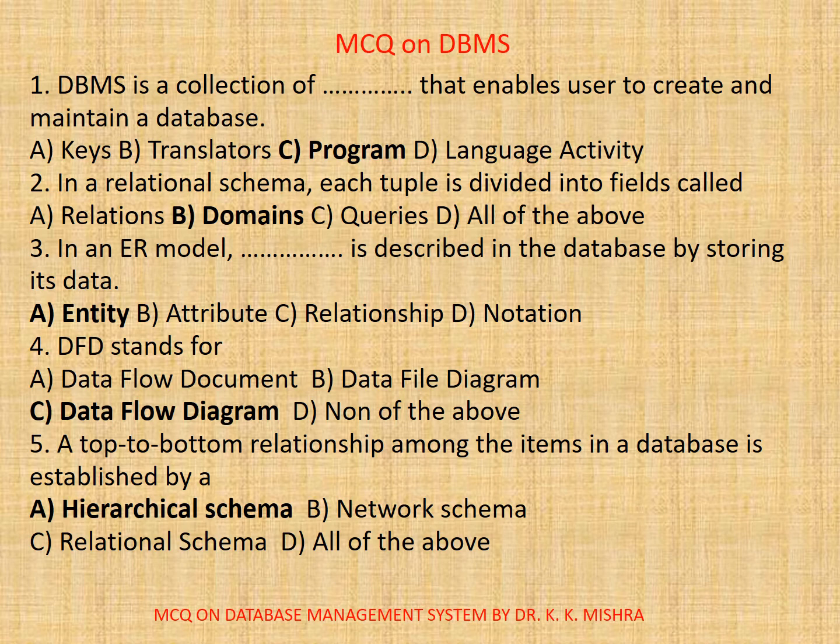Question number 2. In a relational schema, each tuple is divided into fields called options are A. Relations, B. Domains, C. Queries, D. All of the above. Correct option is B.